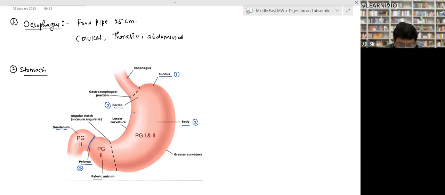The stomach is a J-shaped structure. Full stop. The lesser curvature, this part, is found on the posterior surface, and the greater curvature is found at the anterior surface. Sir, can you repeat? Yes. The lesser curvature is found on the posterior surface and the greater curvature is found at the anterior surface.